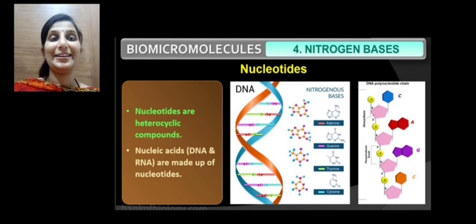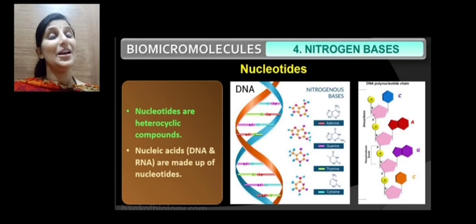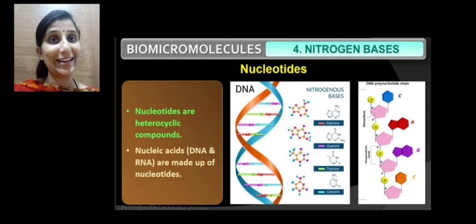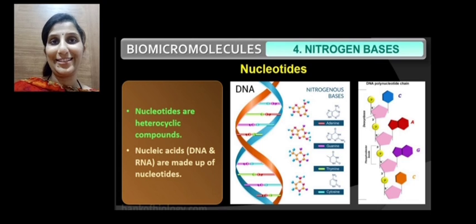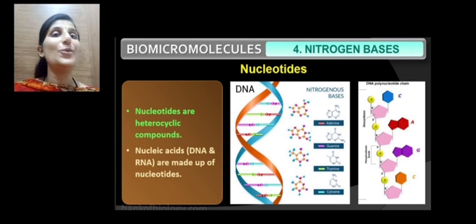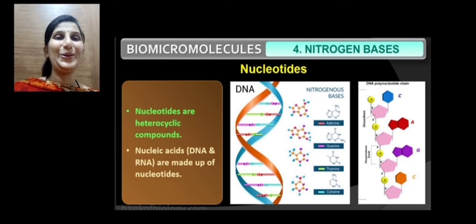So nucleotides are heterocyclic compounds. We know they have a ringed structure. They are cyclic structures, isn't it? The purines and pyrimidines have double-ringed and single-ringed structures. So they are heterocyclic compounds. And the basic repeating unit in the nucleic acids, RNA and DNA, is nothing but the nucleotides. What does DNA stand for? Deoxyribonucleotides. And what does RNA stand for? Ribonucleotides. So the repeating unit which forms the structure of DNA and RNA is nothing but the nucleotides.